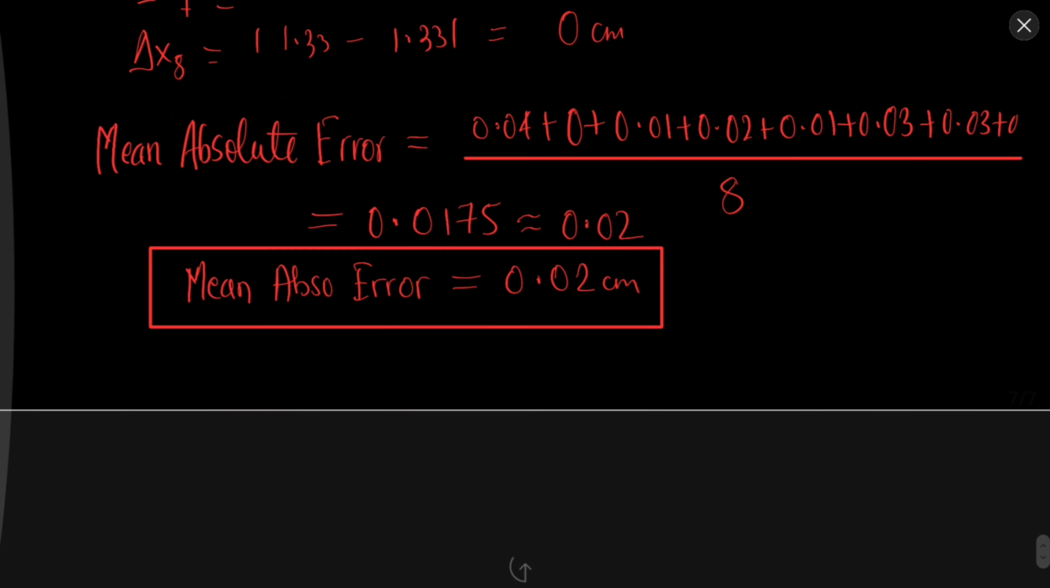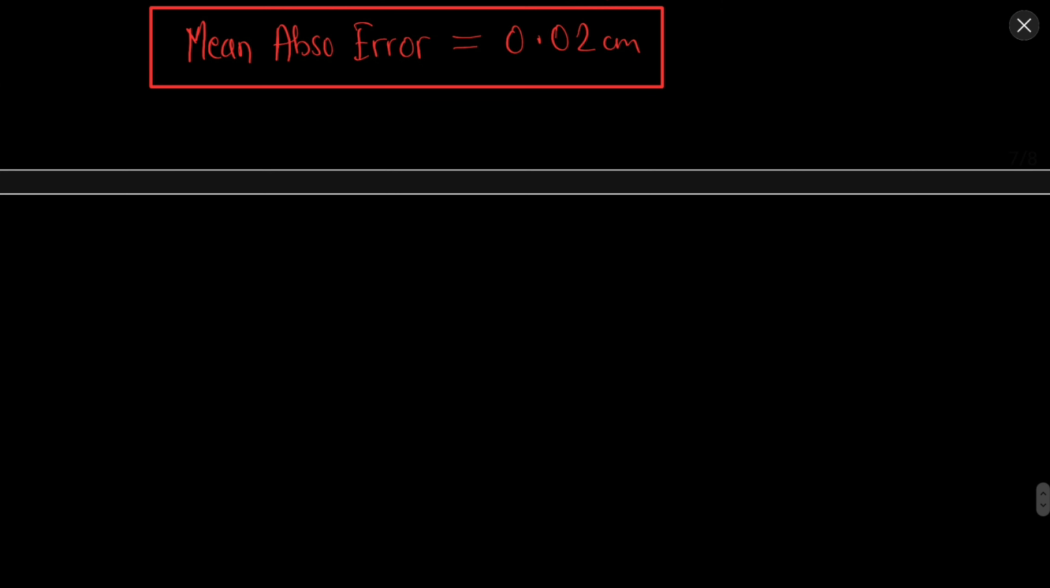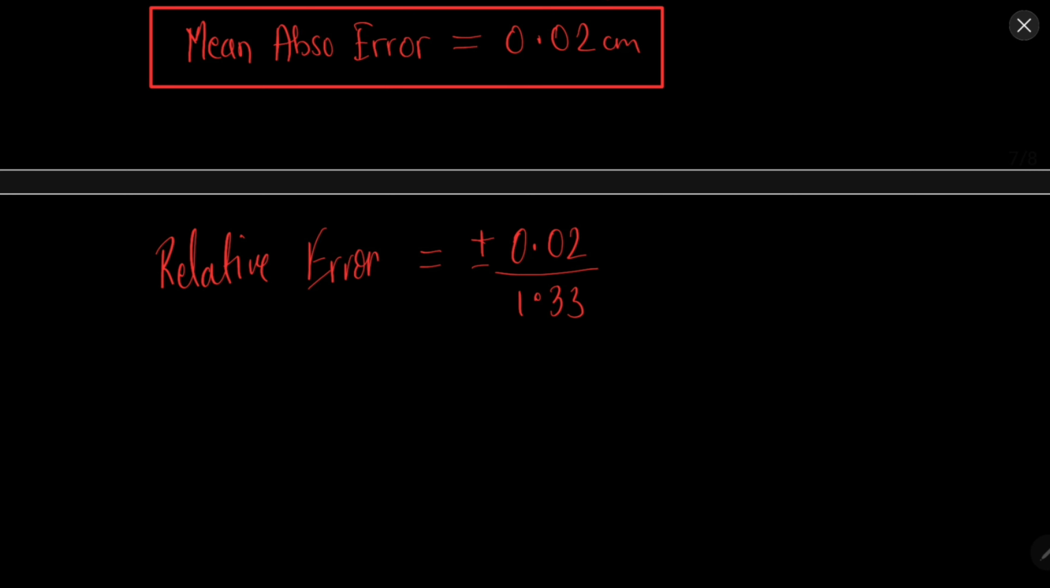Now what is the relative error? So it is quite simple. Relative error tells us about the error in a measurement with respect to the original value, okay. So relative error will be equal to absolute error divided by, plus minus, divided by the mean value. So mean value is 1.33. So relative error is the error with respect to absolute error with respect to the original value, mean value. So it will come out to be plus minus 0.015.